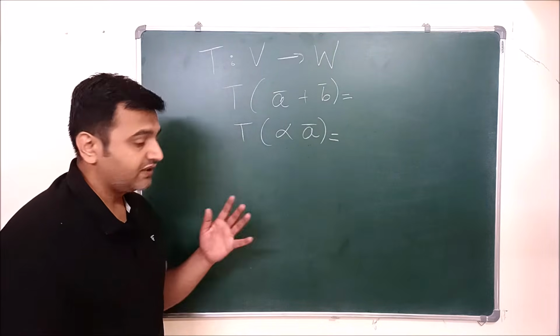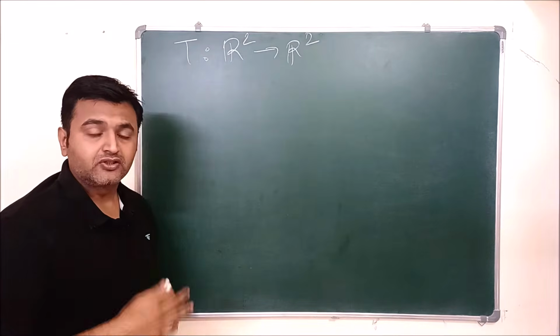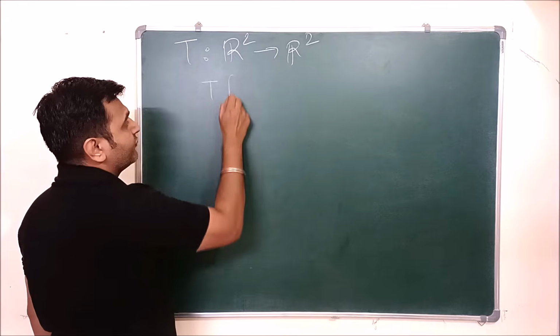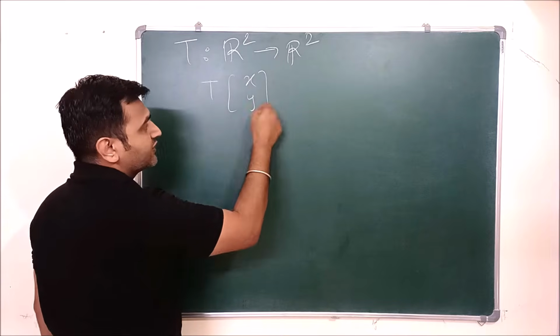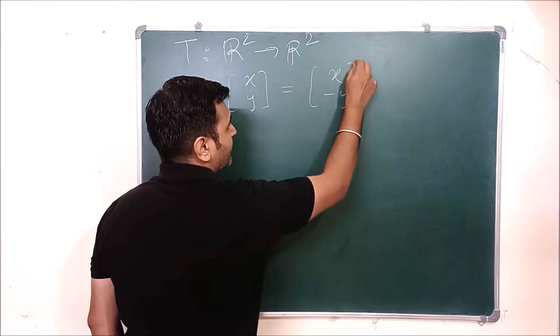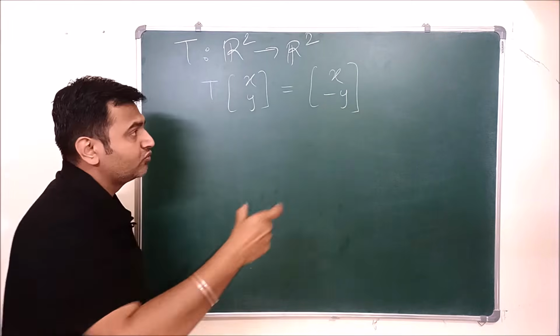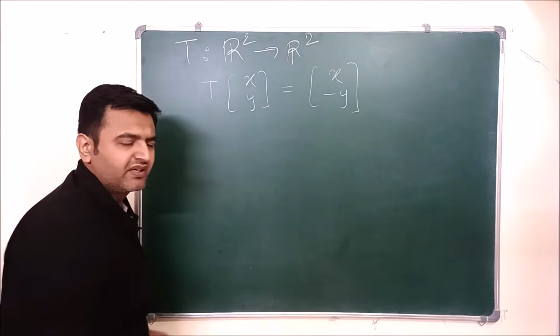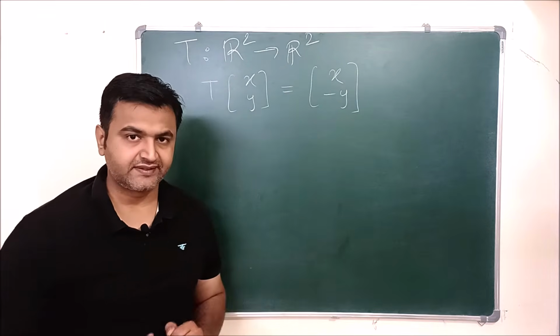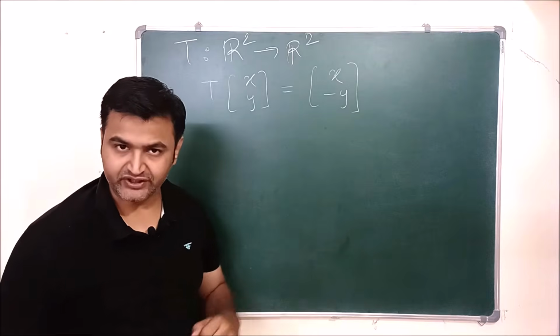So now let's go to some special cases. Suppose T is a map from R2 to R2, and let me define T. If you take any x comma y in this two-dimensional space, the output is x comma minus y. One can write x comma y goes to x comma minus y, but whenever we are in linear algebra, we always represent vectors as column vectors. That's why the column representation.